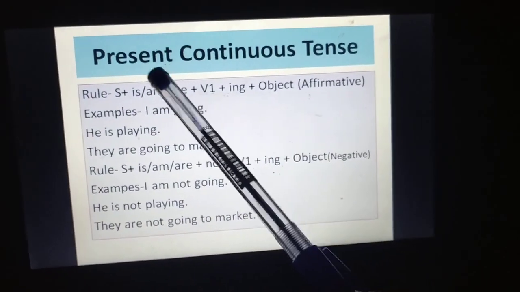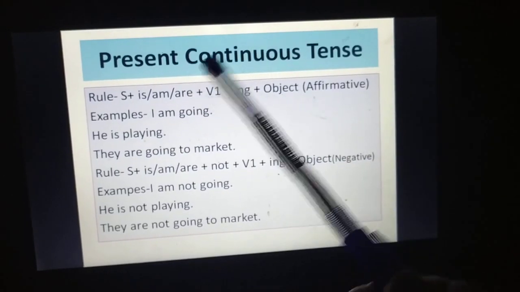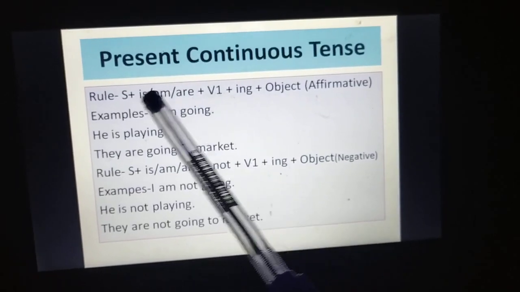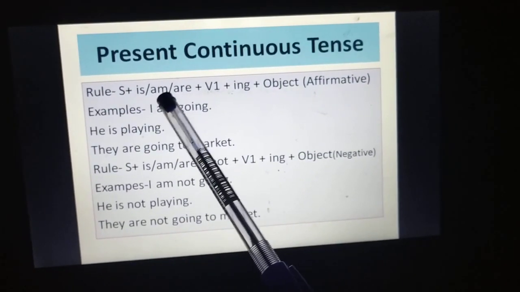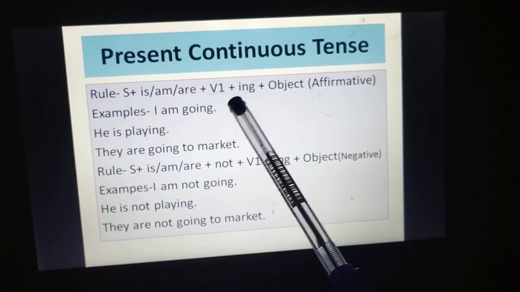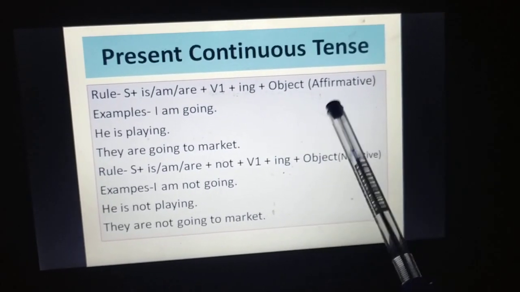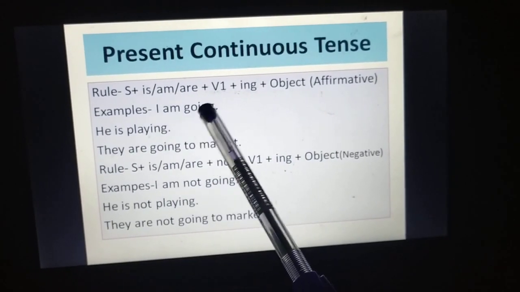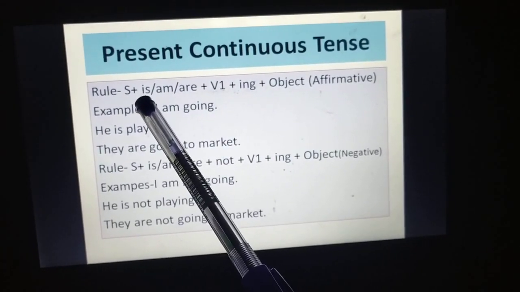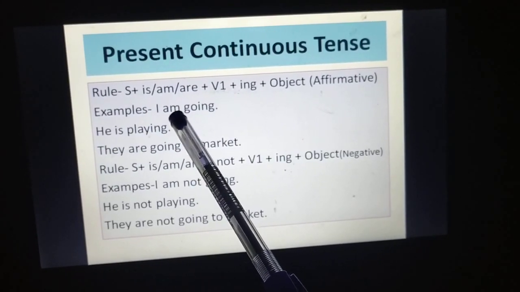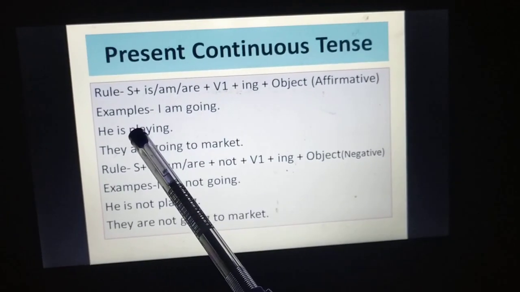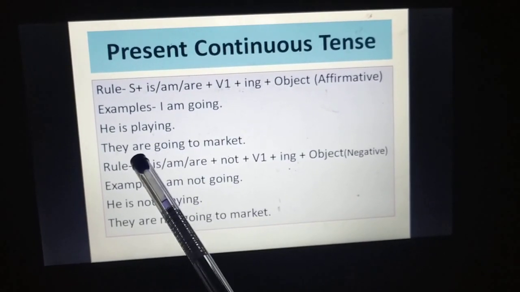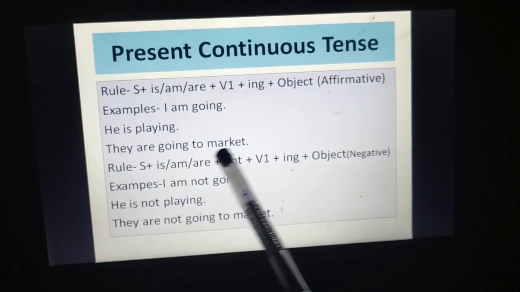Second, present continuous tense. This is the second type in present tense. Rule: subject plus is, am or are plus verb 1 plus ing plus object. This is for affirmative sentences. Example, I am going. Is we use with third person singulars, am we use with only I, are we use with plurals. He is playing. They are going to market.